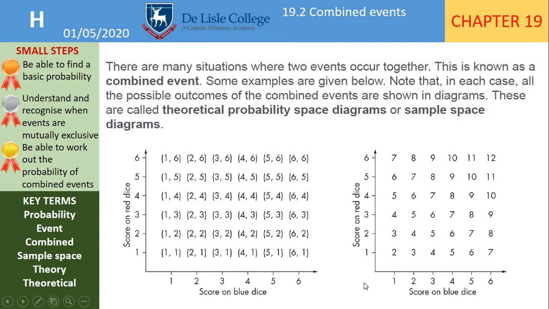The second sample space diagram I have here is actually the sum of the two numbers on the dice added together. In some of the questions it asks for the difference. Remember, this is subtracting the numbers, so what's the difference between the two numbers on the dice. Sometimes questions ask you to look at the product, so this will be multiplying. So this sample space diagram here shows us finding the sum of the two dice.